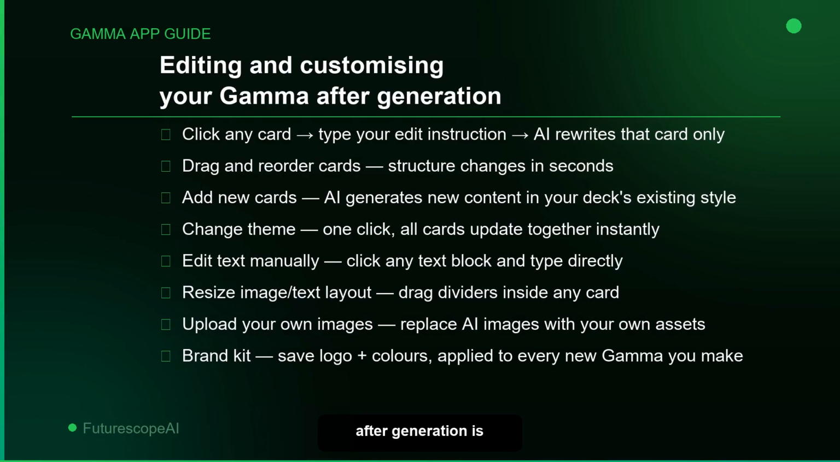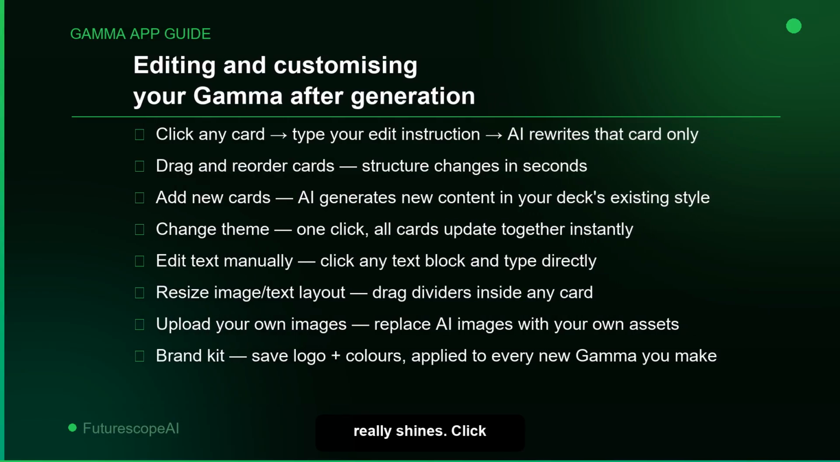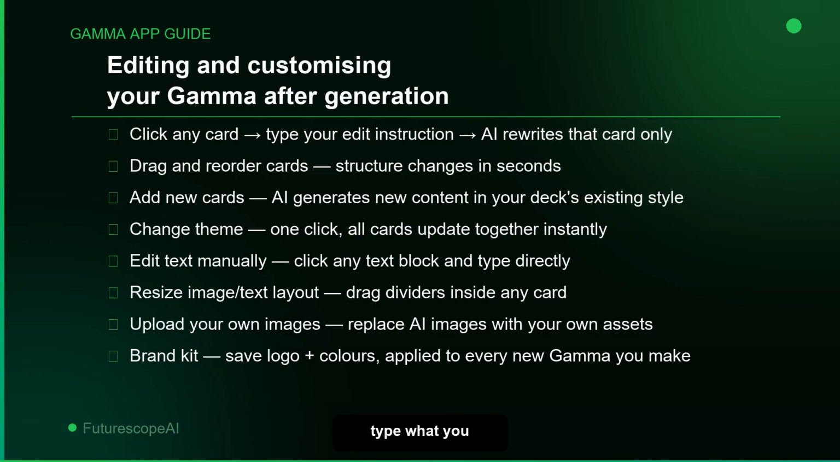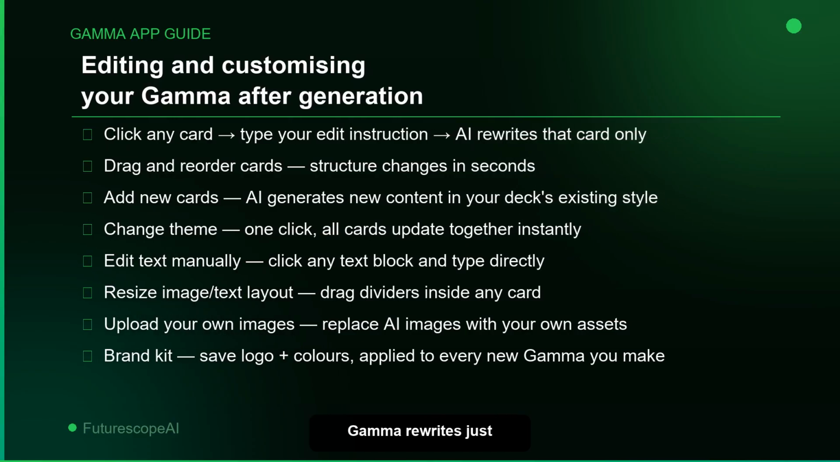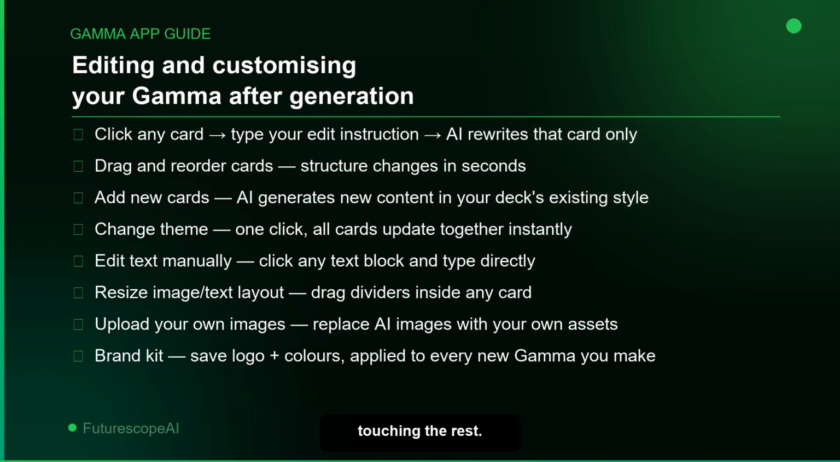Editing a Gamma after generation is where the workflow really shines. Click any card and type what you want changed. Gamma rewrites just that section without touching the rest. Drag cards to reorder your structure in seconds. Add new cards anywhere. Gamma generates the new content matching the style of the whole deck. Change the entire visual theme with one click. Colors, fonts, and card styles update everywhere simultaneously.